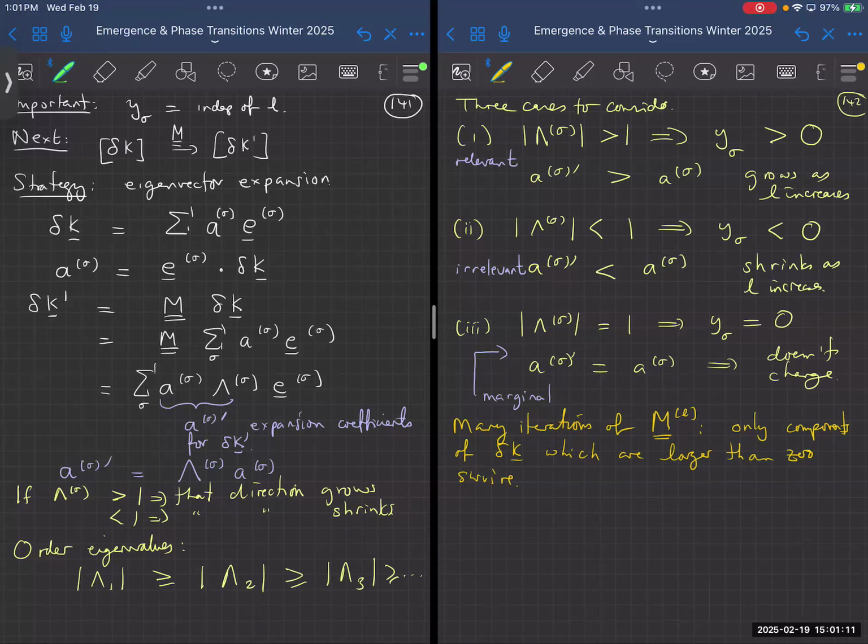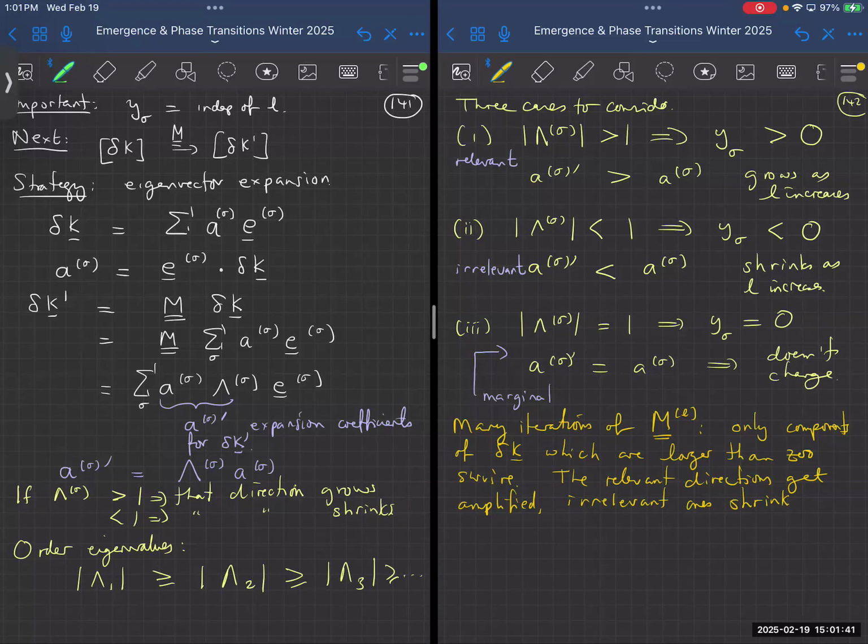So basically, the relevant directions get amplified, and the irrelevant ones shrink.